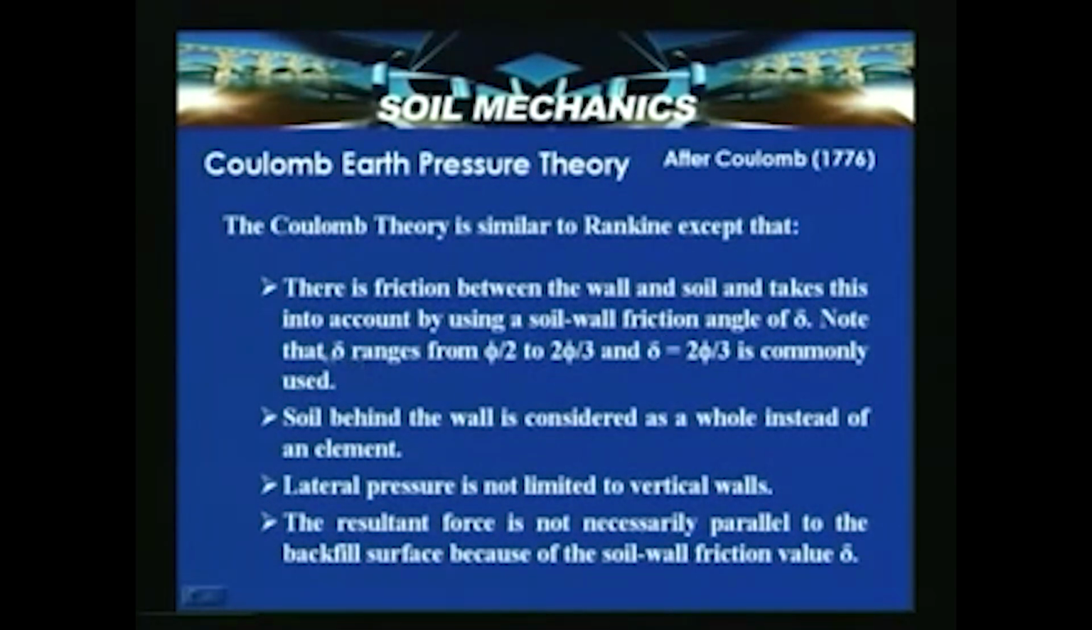Note that delta ranges from 50% of the friction angle to about 66% of the friction angle, that is 2/3, and delta equal to 2/3 times the friction angle phi is commonly used. That is the friction between the wall and the soil, and Coulomb takes this into account by using a soil-wall friction angle of delta. That is the fundamental difference.